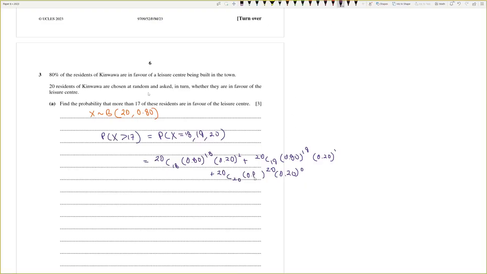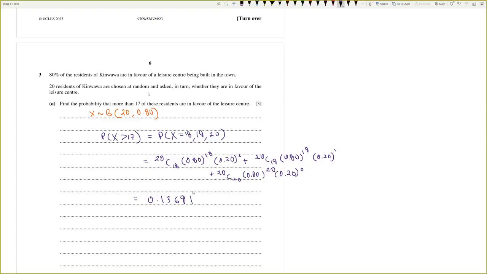Here you go. Now, oh my god, in the mark scheme they actually had the alternate method. You could subtract from 1 the sum of probabilities for 0, 1, 2, 3 to 17. Crazy. Anyway, let's write these values. 20C18 times 0.8 to the power 18 times 0.2 square gives you a value of 0.1369, right? 0.13691.